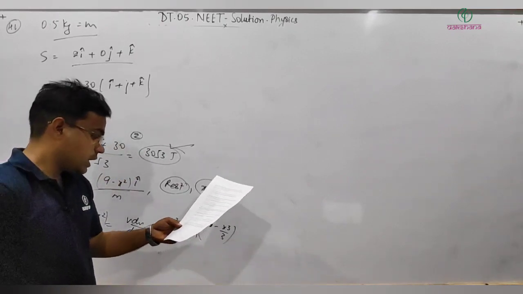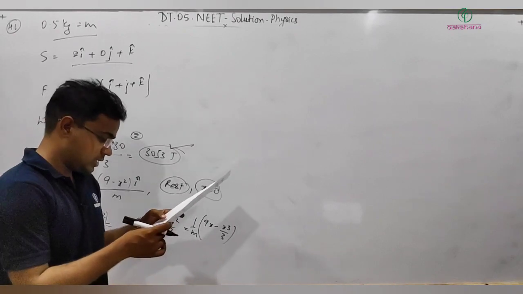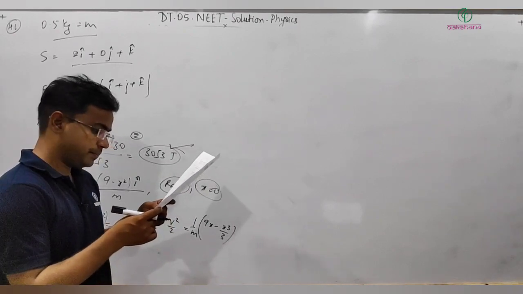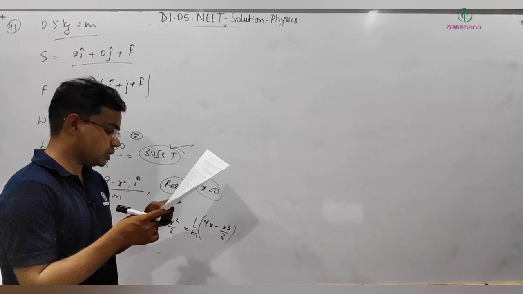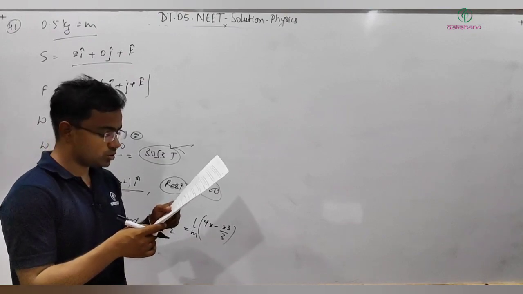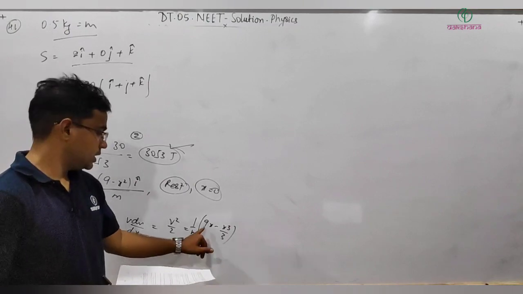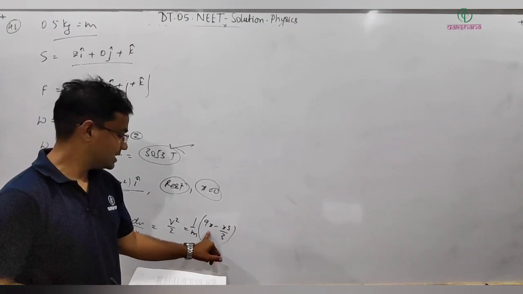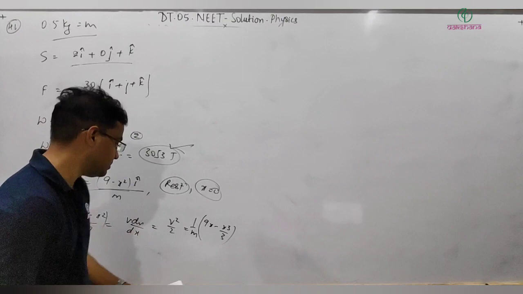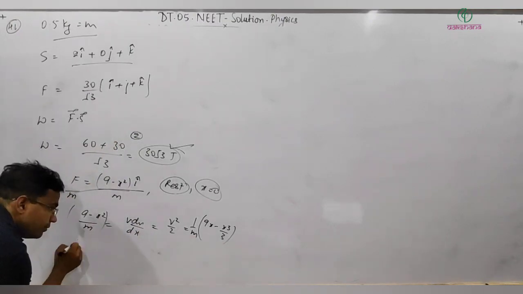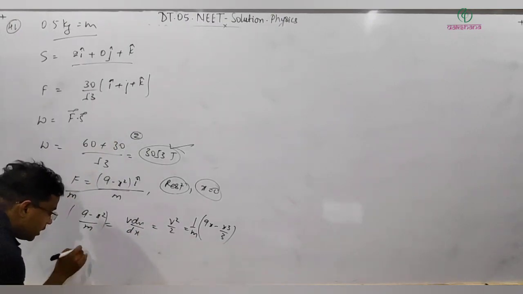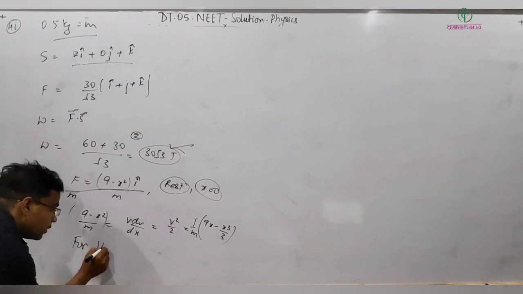Now it's talking about the maximum kinetic energy of the block between x equal to 0 to x equal to 9. So it will be where velocity is maximum. For velocity to be maximum, I can simply differentiate it, then I will be getting it simply, this is for v max.